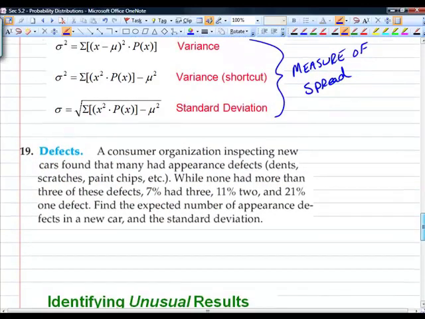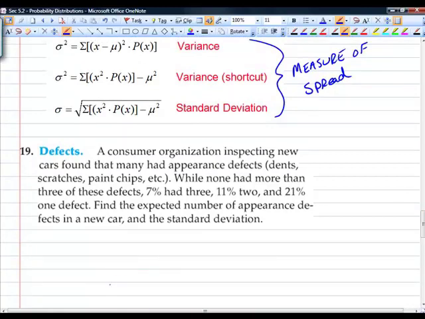All right, let's look at another problem. Number 19. It says a consumer organization inspecting new cars found that many had appearance defects: dents, scratches, paint chips, etc. While none had more than 3 of these defects, 7% of the cars had 3 defects, 11% had 2, and 21% had 1 defect. Find the expected number of appearance defects in a new car and the standard deviation.